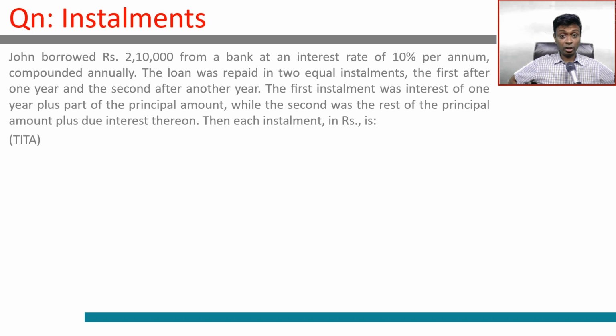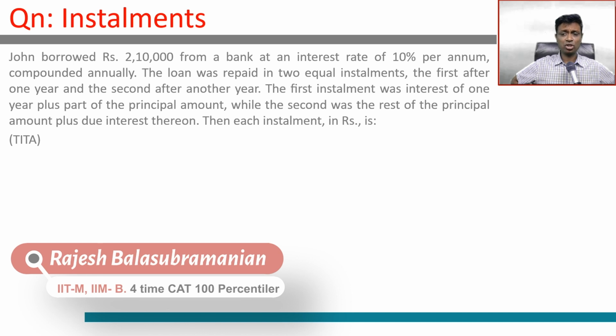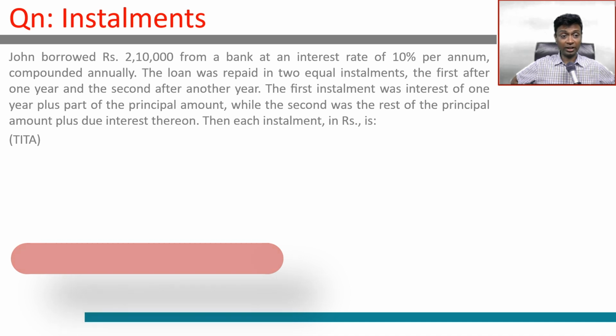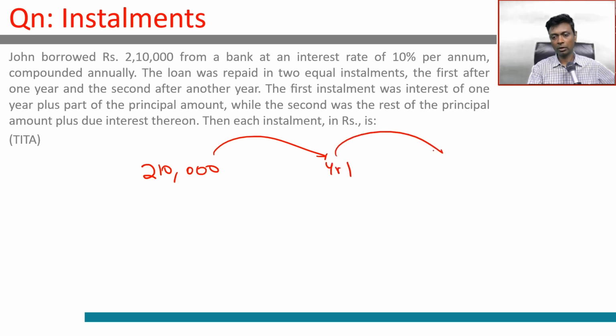John borrowed 2,10,000 from a bank at an interest rate of 10% per annum, compounded annually. The loan was repaid in 2 installments, the first after 1 year, the second after another year. The first installment was interest of 1 year plus part of the principal amount, while the second was the rest of the principal amount plus interest thereon. So 210,000, year 1 and year 2.